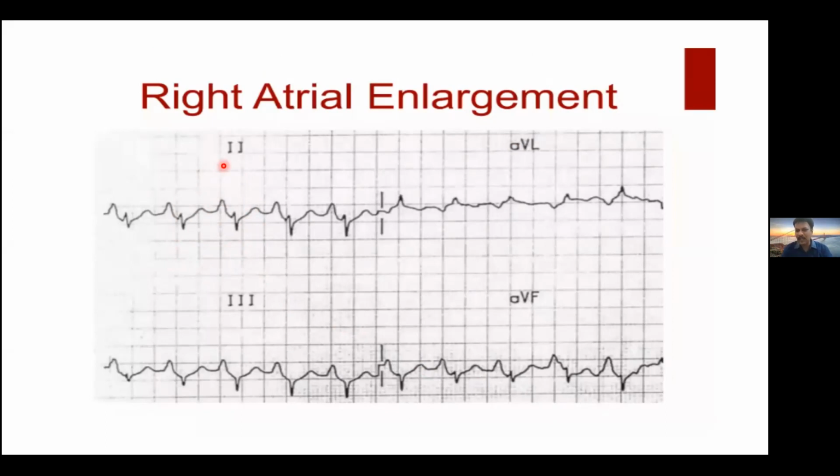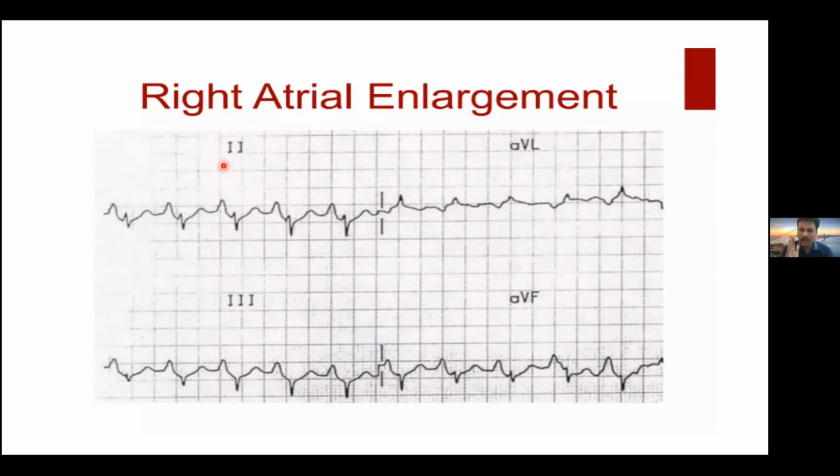So left atrial enlargement is wider, right atrial enlargement is taller. So anything wider than 2, height more than 2 small squares, think of wide: left atrial enlargement, height: right atrial enlargement. V1 terminal negativity more than 1 small square, negative QRS, negative P wave, think of left atrial enlargement. Now you understand the P wave.